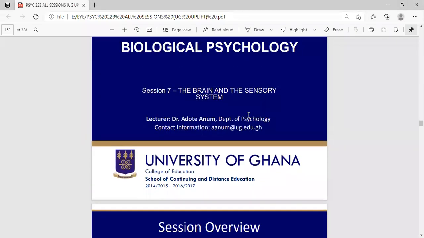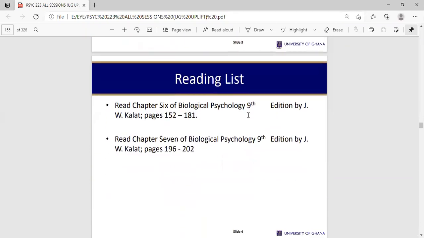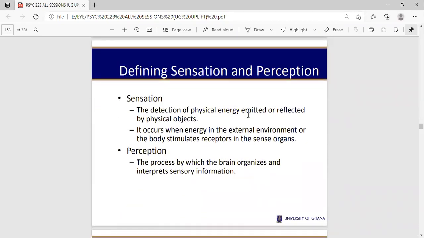Okay, so today's discussion will center on the brain and the sensory system. The brain and the sensory system. So first, we need to know what sensation and perception is all about. Sensation and perception.